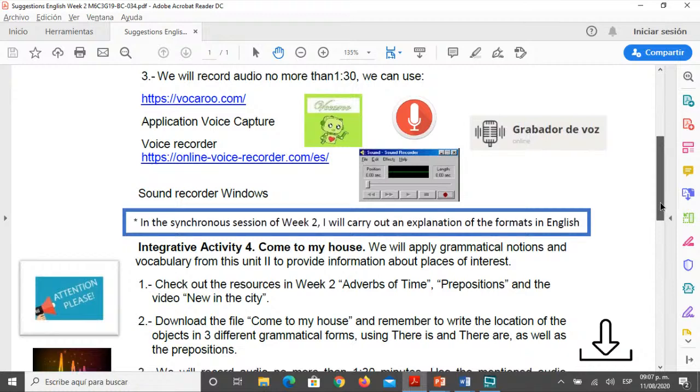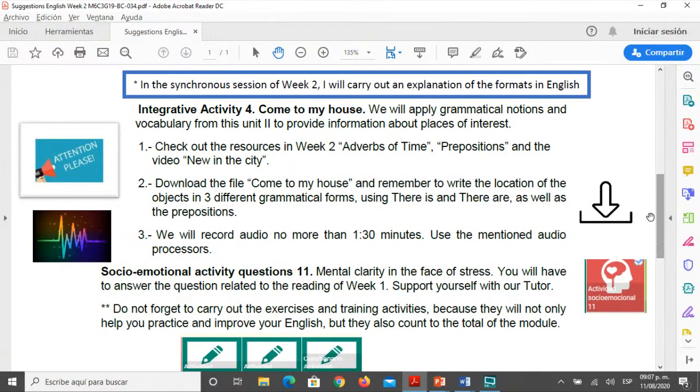And interactive activity 4, Come to My House, in which we will apply grammatical notions and vocabulary from this unit 2 to provide information about places of interest. So this activity is very important to place ourselves in common situations, to explain to someone else how to get from one place to another.